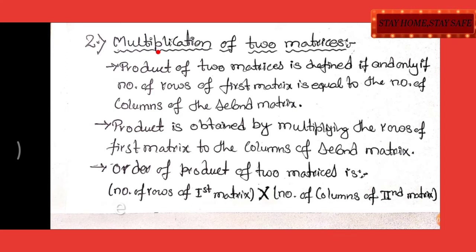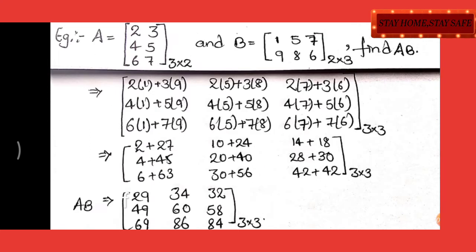Second rule, what does it say? The product is obtained by multiplying the rows of the first matrix to the columns of the second matrix. How do we get the product? By multiplying the rows of the first matrix to the columns of the second matrix. Starting with the rows of the first matrix, that is 2 and 3, and the columns of the second matrix, that is 1 and 9. So the first row, first element is 2 into 1 and 3 into 9. This 2 and 3 will be multiplied to 1 and 9 respectively, and then we'll get the sum of it, that is 2 into 1 plus 3 into 9. Rows of the first matrix and columns of the second matrix.